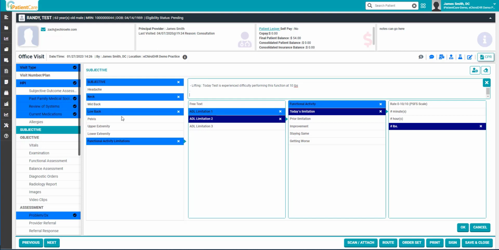Now, this becomes an important factor, especially as you document subsequent visits, because you're documenting changes since the last visit, and we'll talk more about that in a subsequent module.